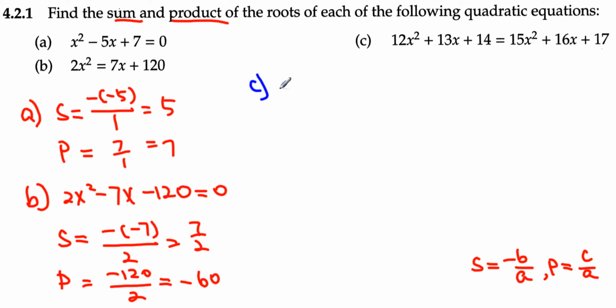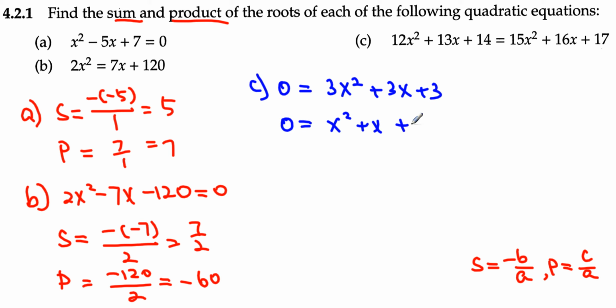Let's look at part C. Since we have two quadratic expressions on each side of an equation, we're going to bring everything onto one side. So then 0 equals, by subtracting 12x squared, we end up having 3x squared. By subtracting 13x from both sides, we get plus 3x. By subtracting 14 from each side, we get plus 3. Now, obviously, we can divide everything by 3, then we get 0 equals x squared plus x plus 1.